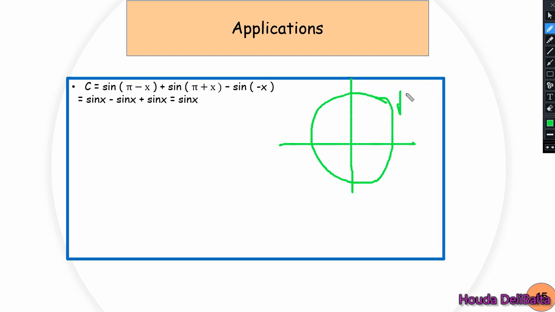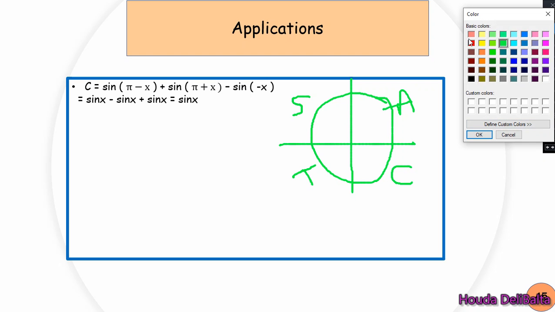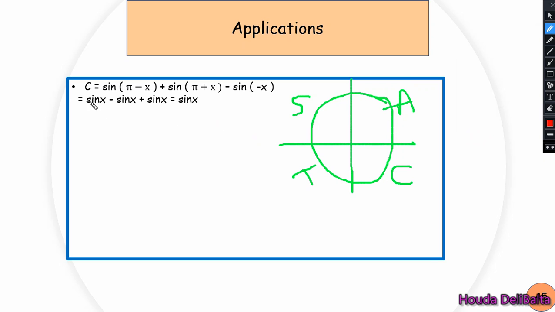Don't forget, All Students Take Chemistry. Now let's use colors. Sine of pi minus x: pi is positive, so I have to move pi, here is pi, don't forget, in the positive sense. So I move pi like this, and then minus x. So I have to go back in the negative sense because x has a minus sign before it.